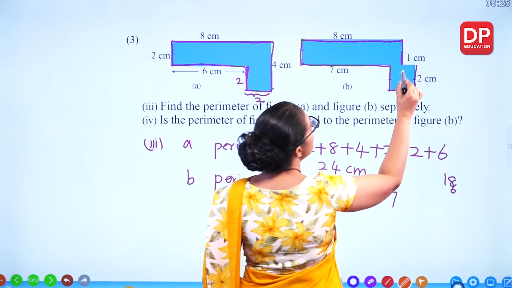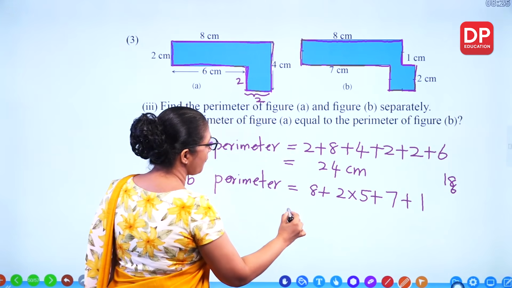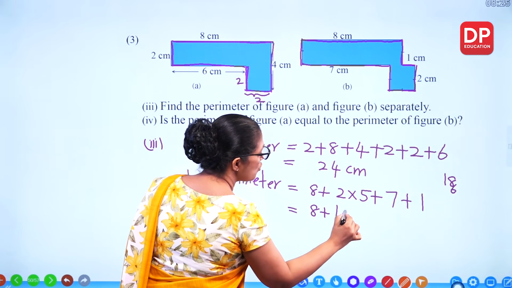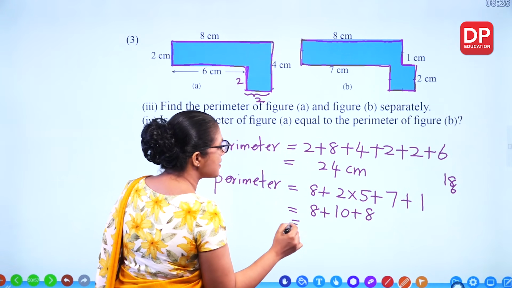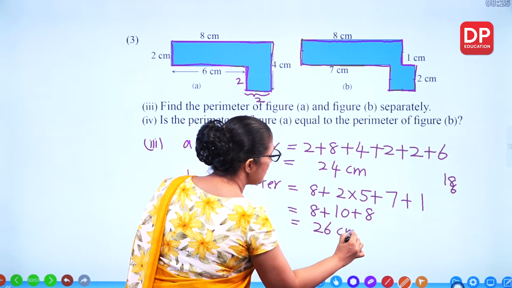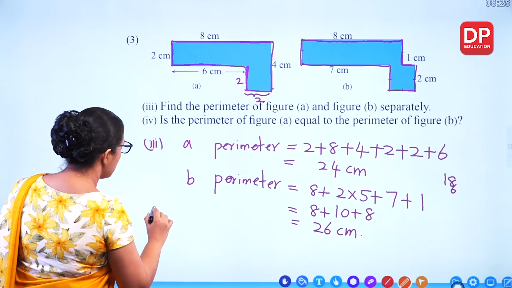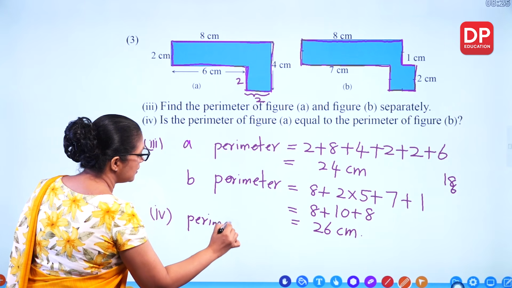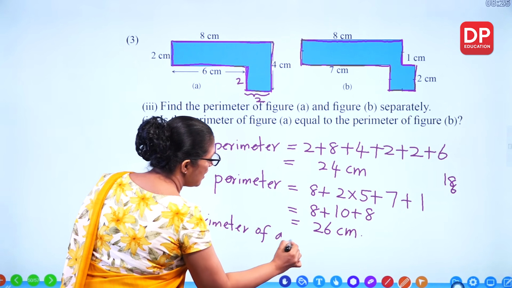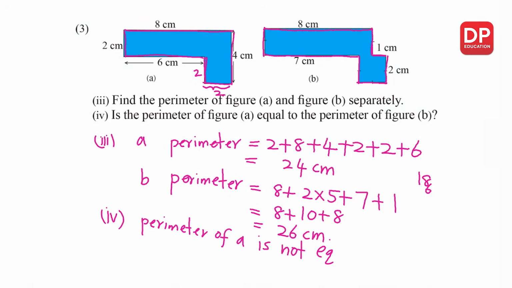And here, it's given 1 centimeter. 8 plus 5 times 2, 10. Plus 7 plus 1, 8. 8 plus 8, 16 plus 10, 26 centimeters. So what can you say about the perimeters? They are not equal. So perimeter of A is not equal to perimeter of B.